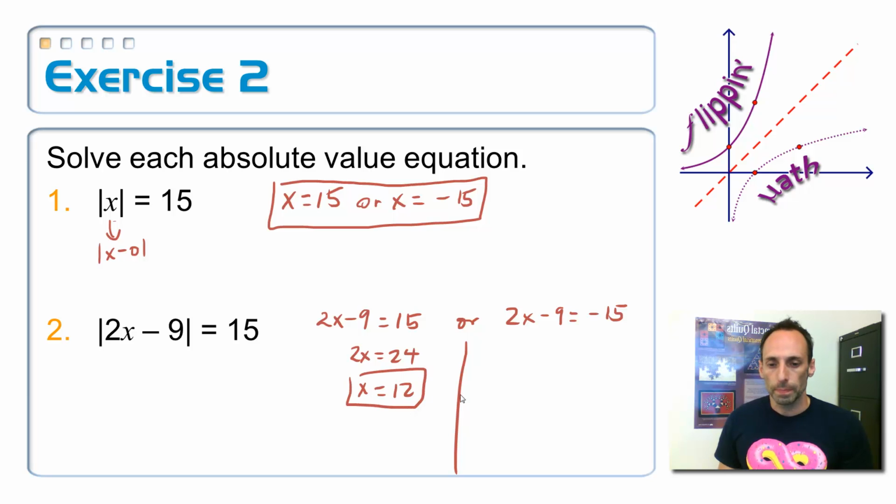There's one answer. And then over here on the other side, again add it over. This time 2x is equal to negative 6 when I add the 9 over, and x is negative 3.